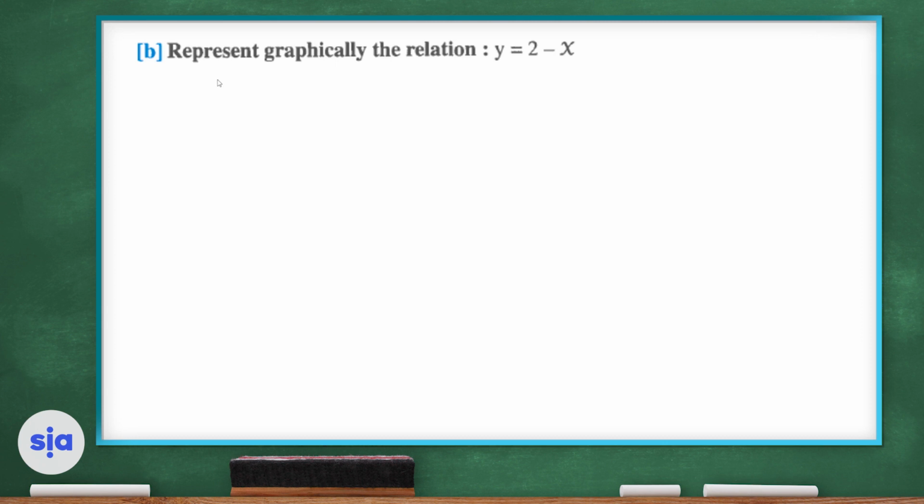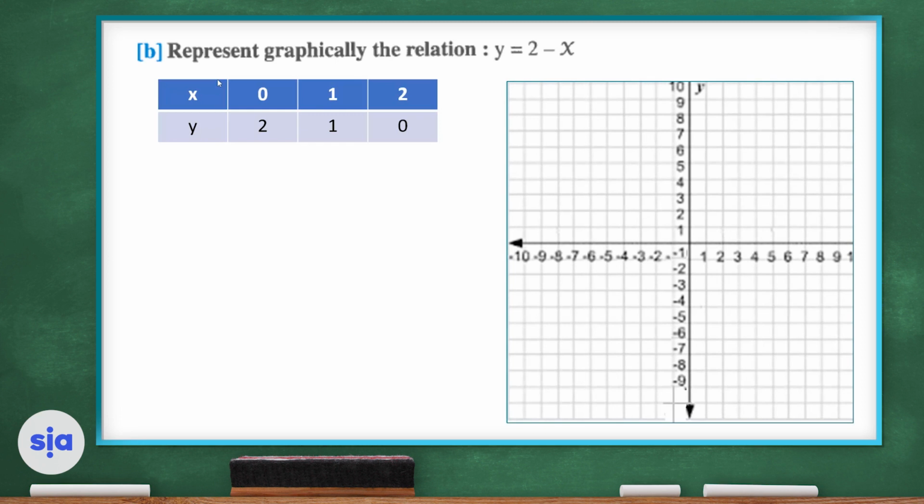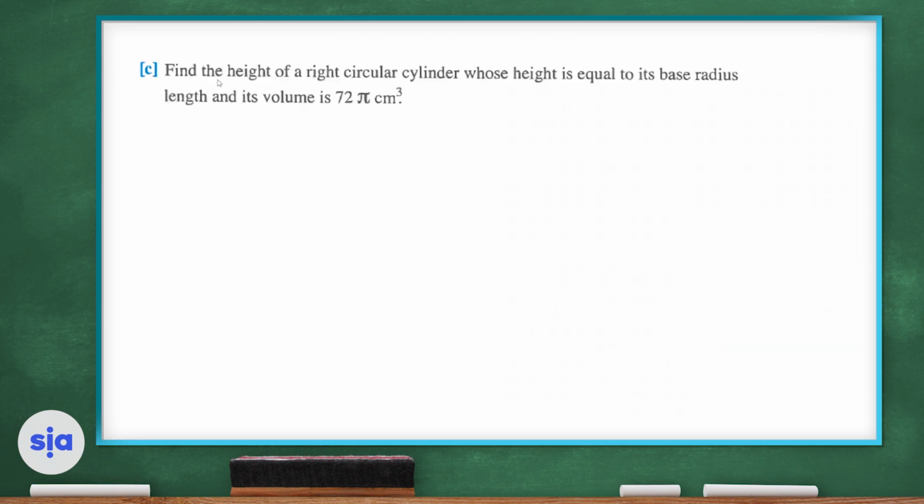In part B, the question wants us to represent this relation, which is y equals 2 minus x, graphically. How do we do this? Yes, we make the table of values. We put x with any three values we want, 0, 1, 2, and then we find y. 2 minus 0 is 2, 2 minus 1 is 1, and 2 minus 2 is 0. Here's the graph. We plot the 3 points. After that, we connect between them. They form a straight line.